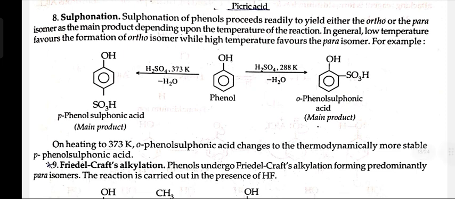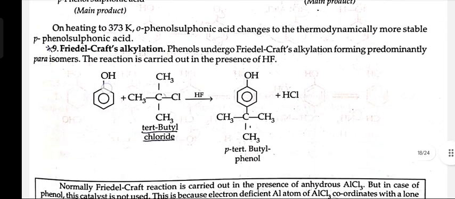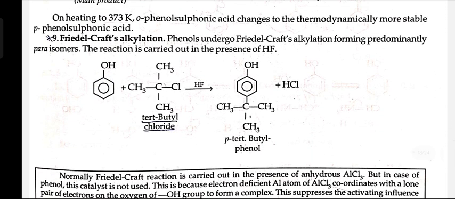The next reaction is sulfonation. Sulfonation of phenol proceeds readily to yield either the ortho or the para isomer as the main product, depending upon the temperature of the reaction. In general, low temperature favors the formation of the ortho isomer, while high temperature favors formation of the para isomer. On heating to 373 Kelvin, ortho-phenolsulfonic acid changes to the thermodynamically more stable para-phenolsulfonic acid.